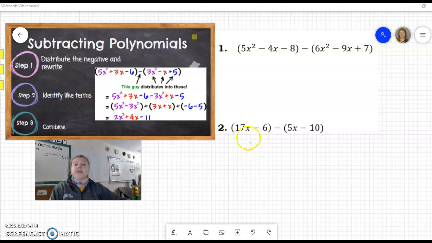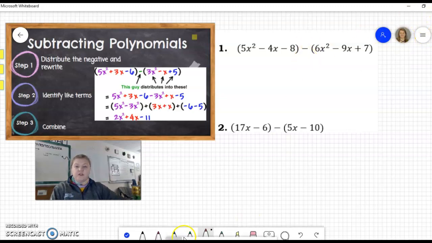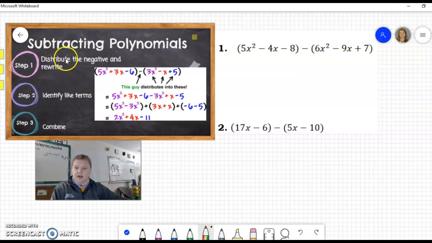Okay, so what do we do if we have a subtraction sign in between my two polynomials? So the first thing, notice there's a step that got added here, right? The first thing is we have to distribute the negative and rewrite it. So there's really a -1 right here. Okay, so what that means is when I distribute that -1, it's going to change the sign of everything inside.